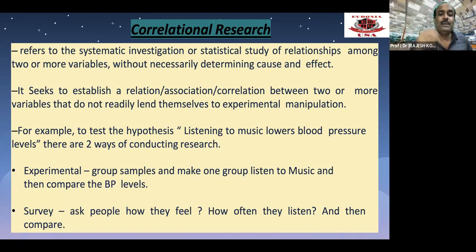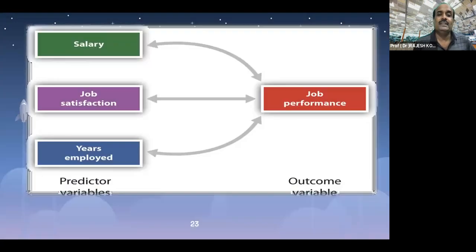For example, listening to music lowers blood pressure. We will not study how much, but we will conduct research on whether any relationship exists between listening to music and lowering BP or not. Survey, ask people how they feel, how often they listen, and then compare. This is also one type of correlational research.